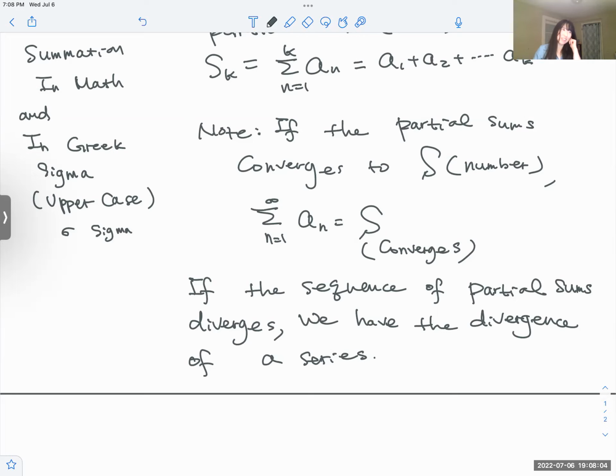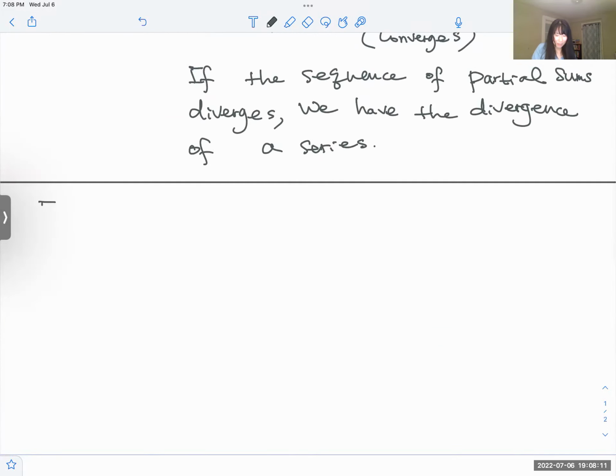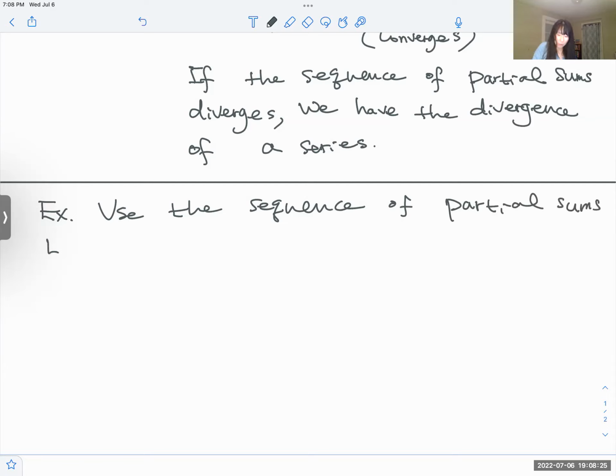All right. So evaluating limit. All right. Use the sequence of partial sums to determine whether the series converges or diverges.